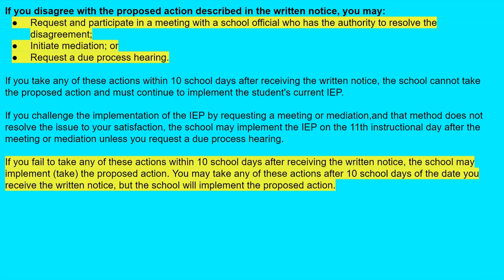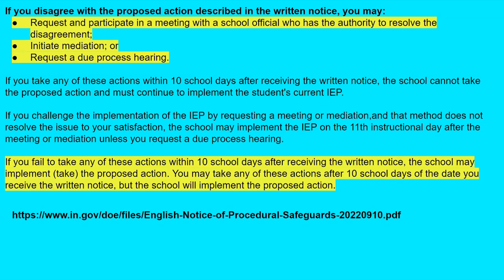If you fail to take any of those actions within 10 school days after receiving the written notice, the school may implement or take the proposed action. You may take any of these actions after the 10 school days of the date you receive the written notice, but the school will implement the proposed action. So that basically means that you have 10 days to reject or counter whatever decisions the case conference committee has decided. But after 10 school days, the school will implement the proposed IEP, the services, or whatever action they choose. And you still have the right to ask for one of those 3 meetings, but the school has a right as well to implement the proposed action. So it's all about timelines. You have to make sure that you express your concerns before those 10 school days are up.